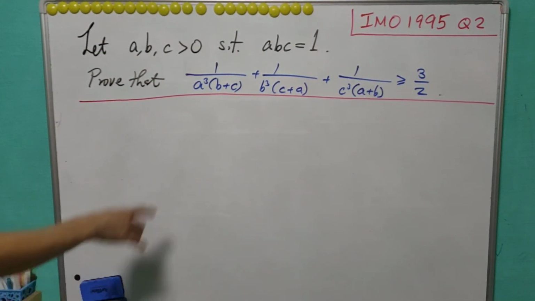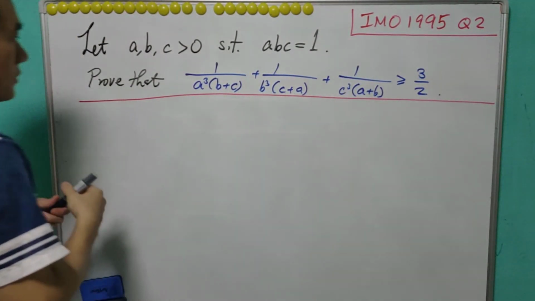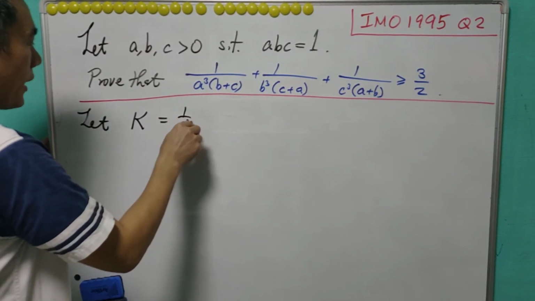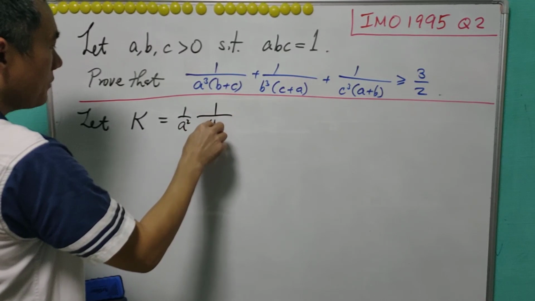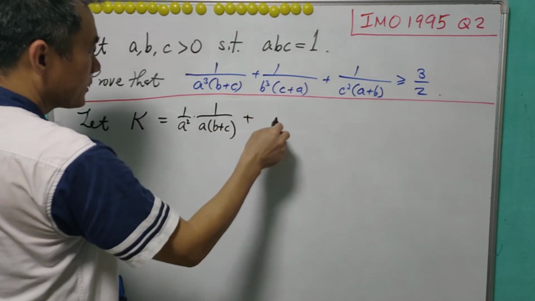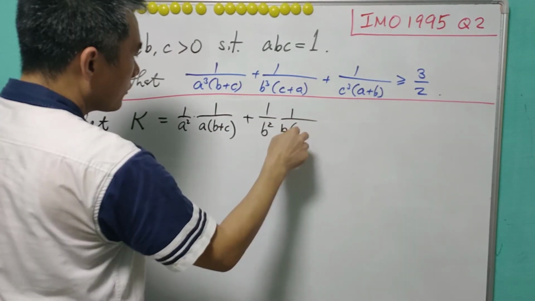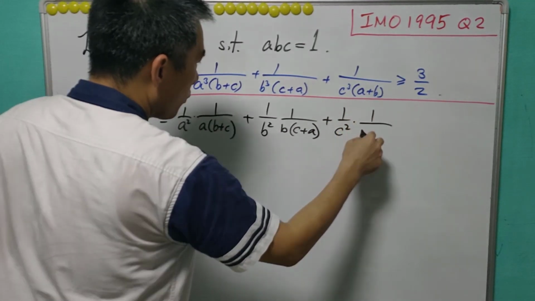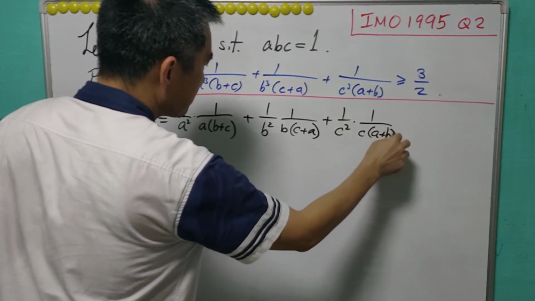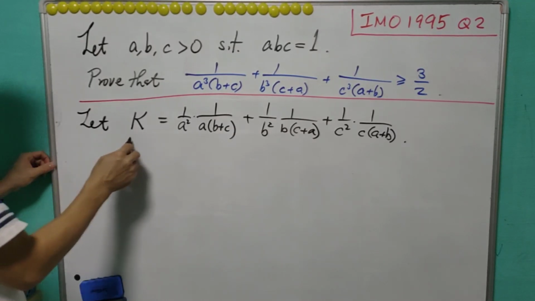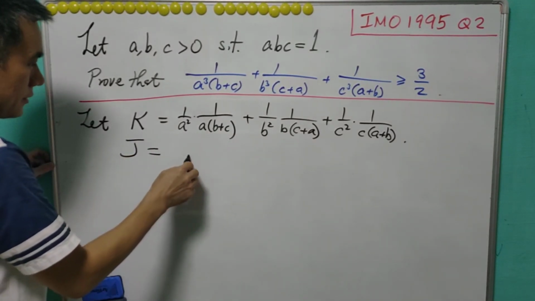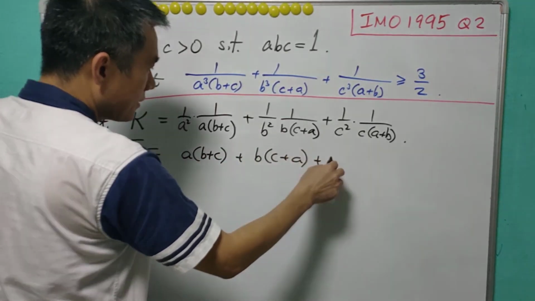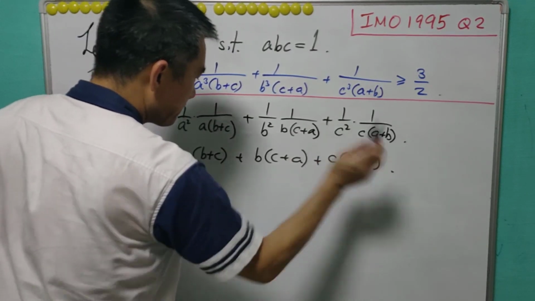So first of all, let us rewrite this expression and let it be k. I'll write it as 1 over a squared times 1 over (ab plus c). Likewise, for the second term, 1 over b squared times 1 over (bc plus a), and finally 1 over c squared times 1 over (ca plus b). Now, we also let j be ab plus c, bc plus a, and ca plus b.